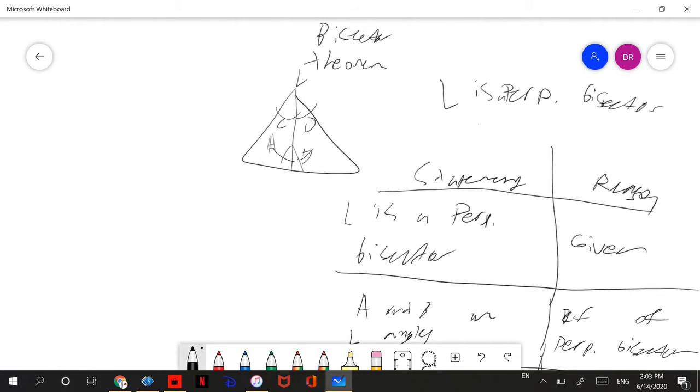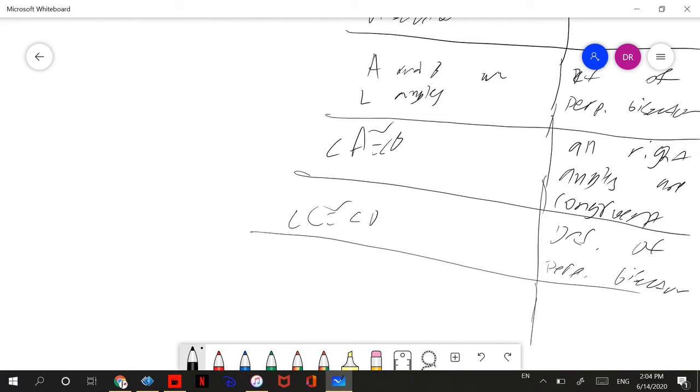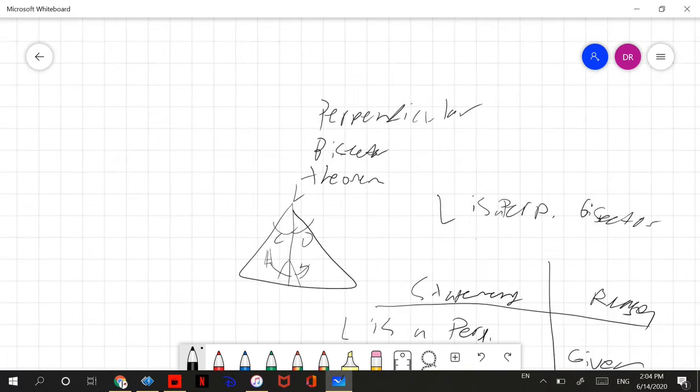Okay, now we can say that angle C is congruent to angle D, because that is, again, definition of perpendicular bisector. So we know that C is congruent to D because a bisector bisects an angle. So C would have to be congruent to D.